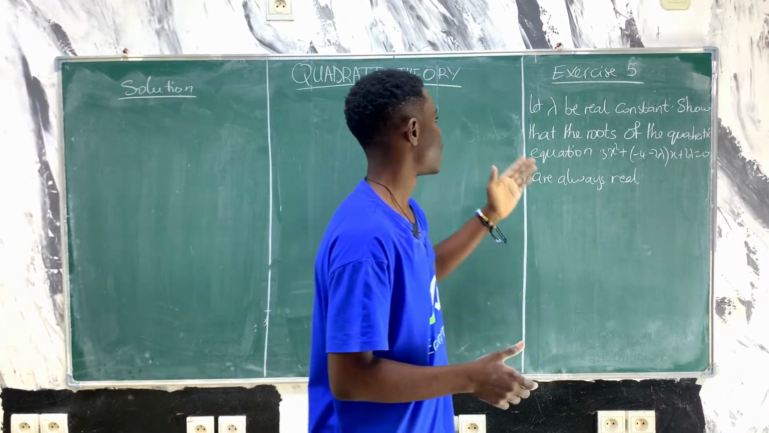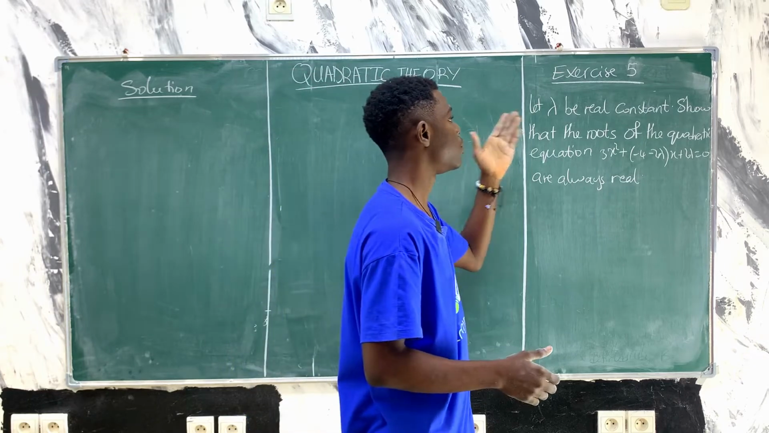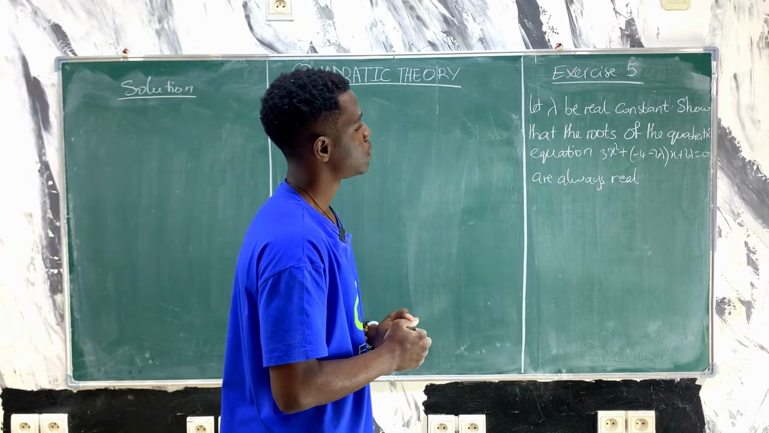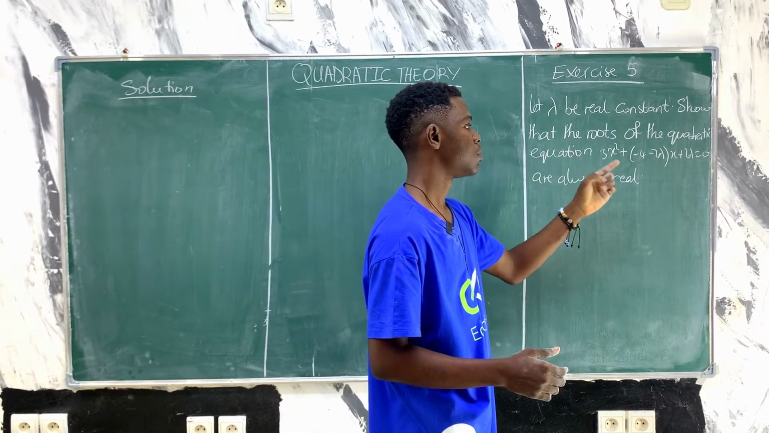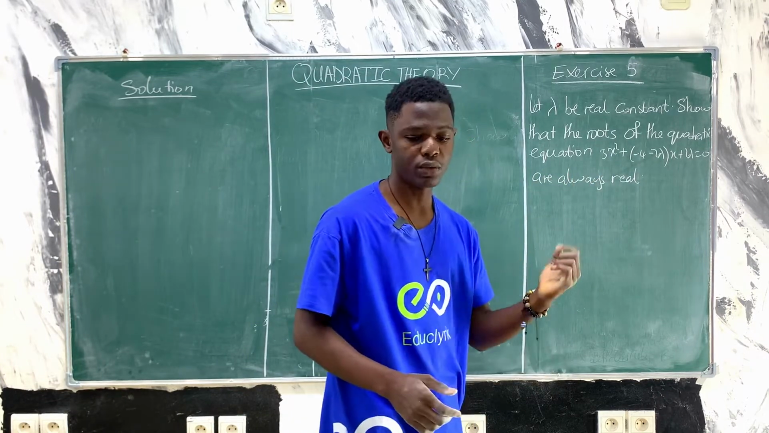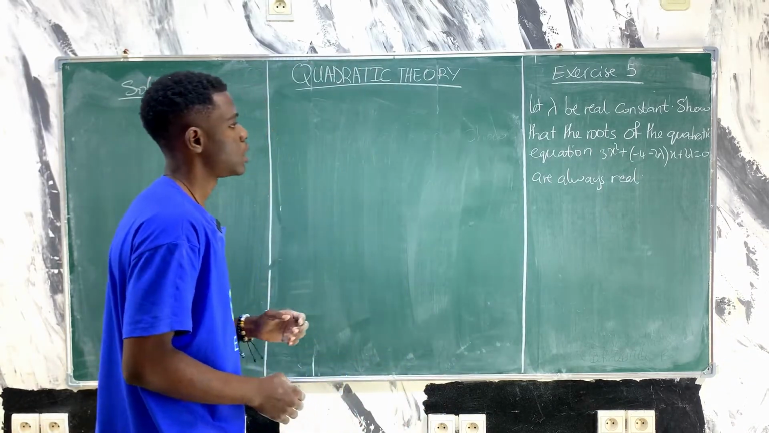So, a real constant. So that the roots of the quadratic equation 3x squared plus this plus that equals 0 are always real. So how do we show that they're always real?